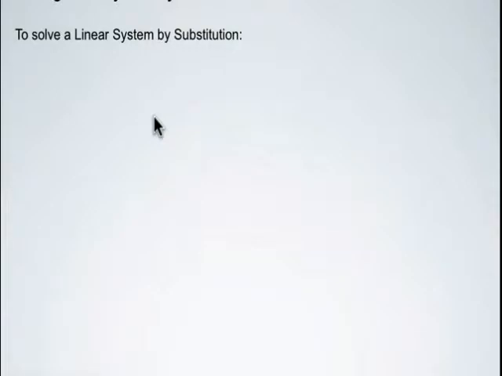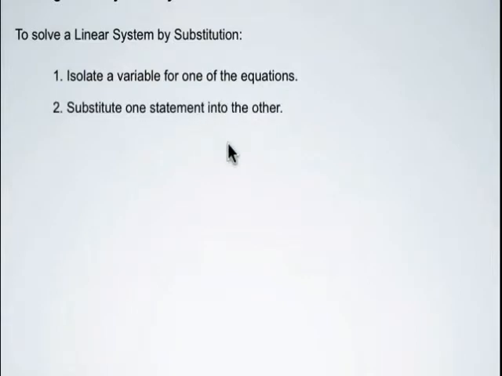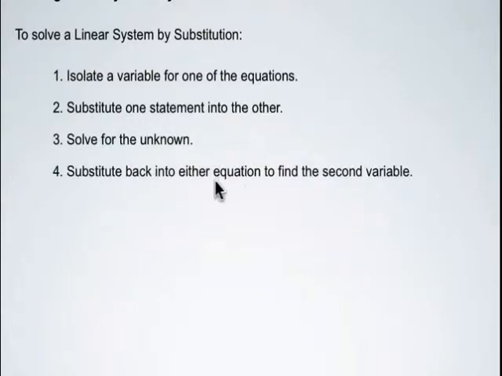So now we're going to go over how you solve linear systems by substitution. Now the first thing you do is isolate the variable from one of the equations. Next, you substitute the one statement into the other. Third, you solve for the unknown and substitute back into either equation to find the second variable.